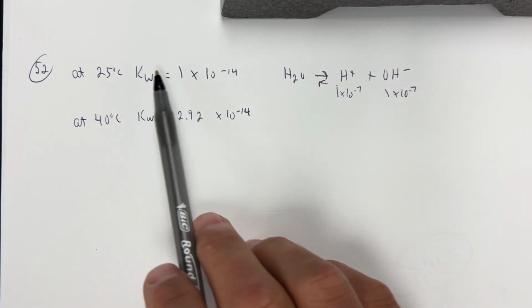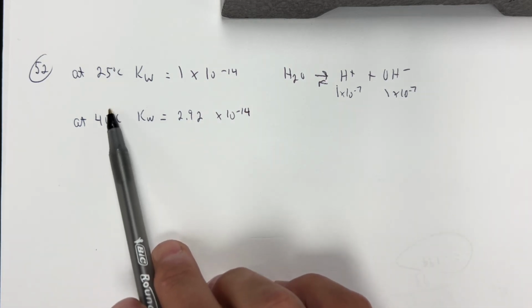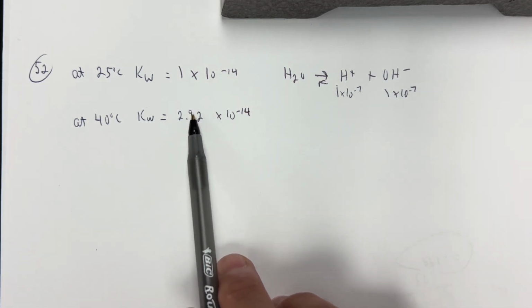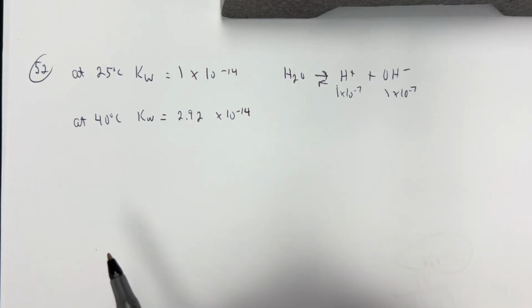At 25 degrees Celsius, the K value is that for water. As temperature goes up, the K value gets a little bit bigger. It goes from 1 to 2.9, still times 10 to the negative 14th. So that does change things a little bit.